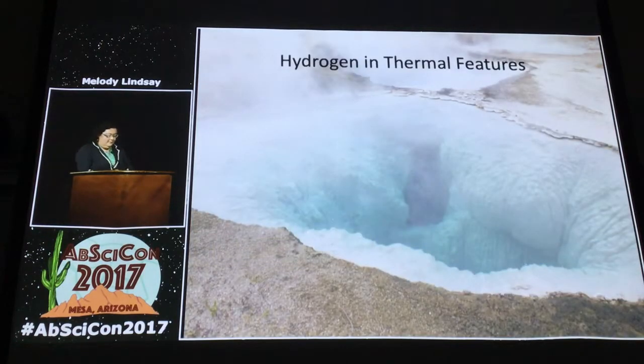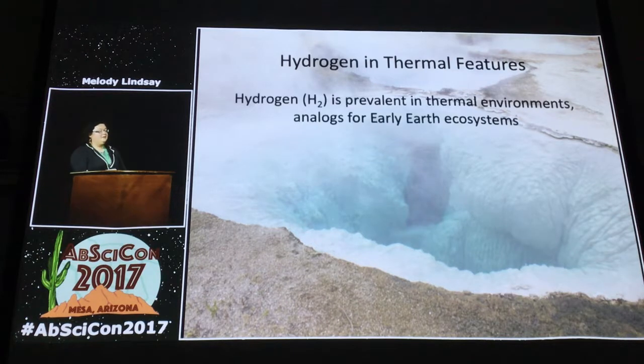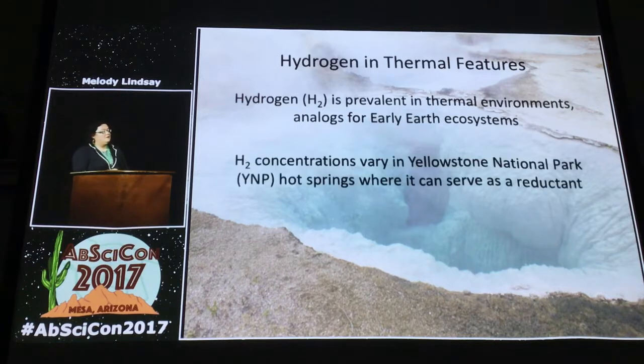And so we want to investigate hydrogen in thermal features for the reasons outlined before, but also because hydrogen is prevalent in thermal environments such as the hot springs of Yellowstone National Park, which we can use as analogs for early Earth ecosystems. And so, in Yellowstone National Park hot springs, the hydrogen concentrations will vary widely, where it can serve as a reductant, as an energy source for the microbial communities in Yellowstone hot springs.